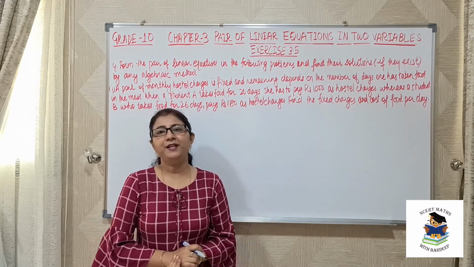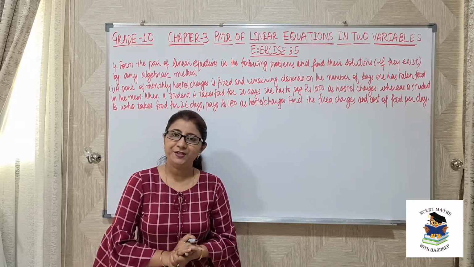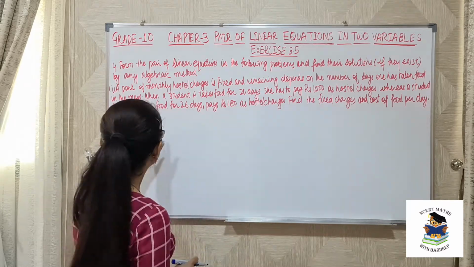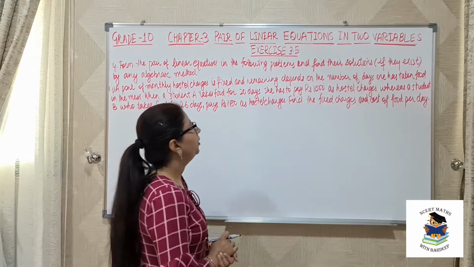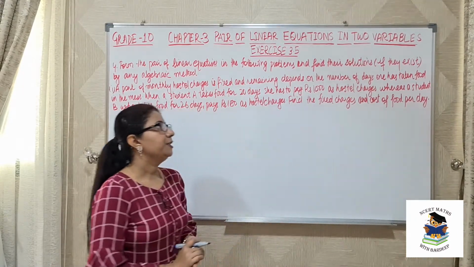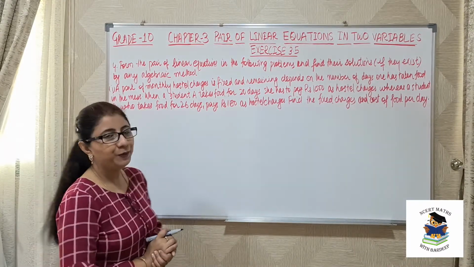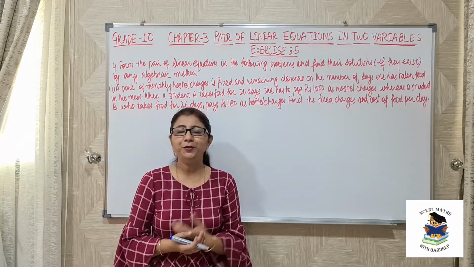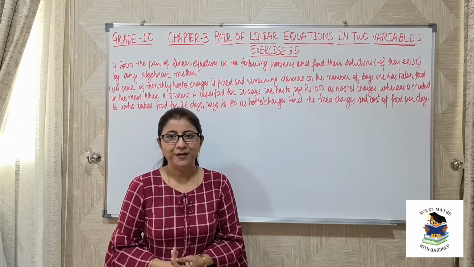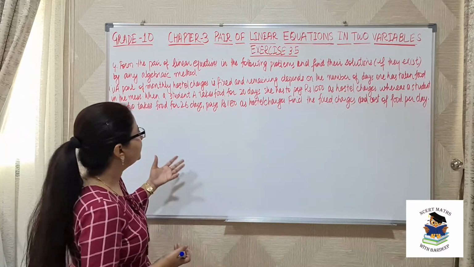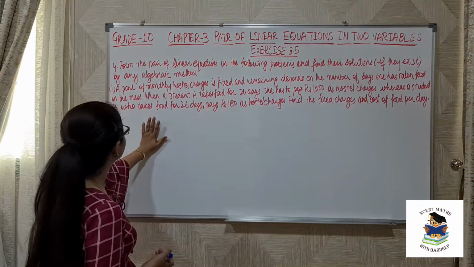Today we are continuing our exercise number 3.5 of chapter 3, that is pair of linear equations in two variables. So fourth question is, form the pair of linear equations in the following problems and find their solutions if they exist by any algebraic method. So in this question we have the liberty to use any method of our choice. Even we can mix more than one method to find the solutions. But the basic thing is first we should frame our equations. So let's see the first part.